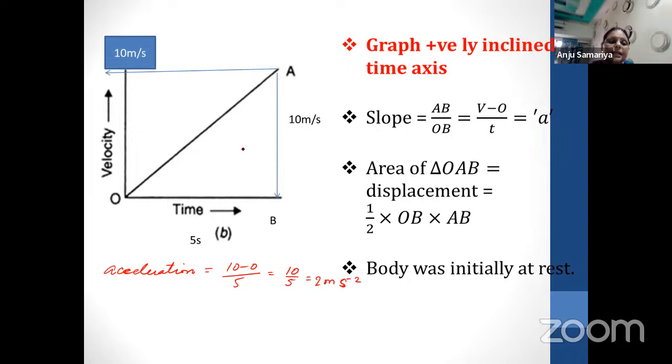Now, what is the displacement when it is moving from 0 to A? It is making a triangle, so it will be half into base into height, correct.